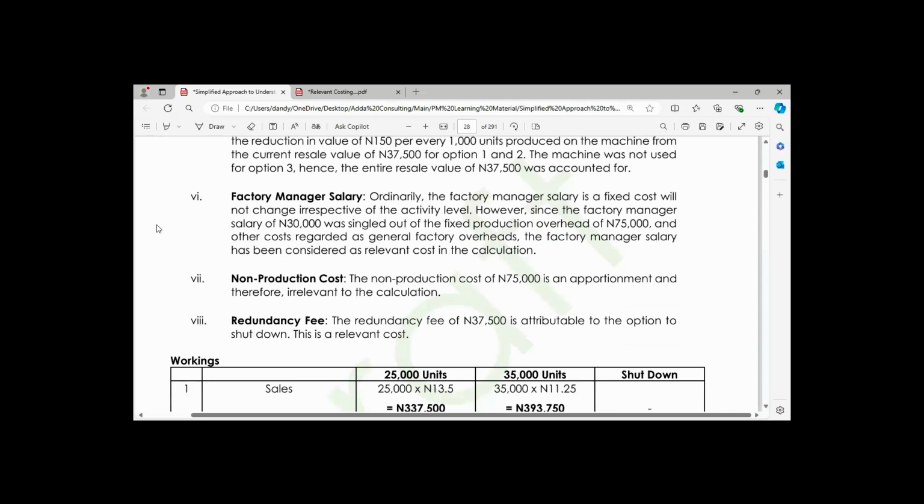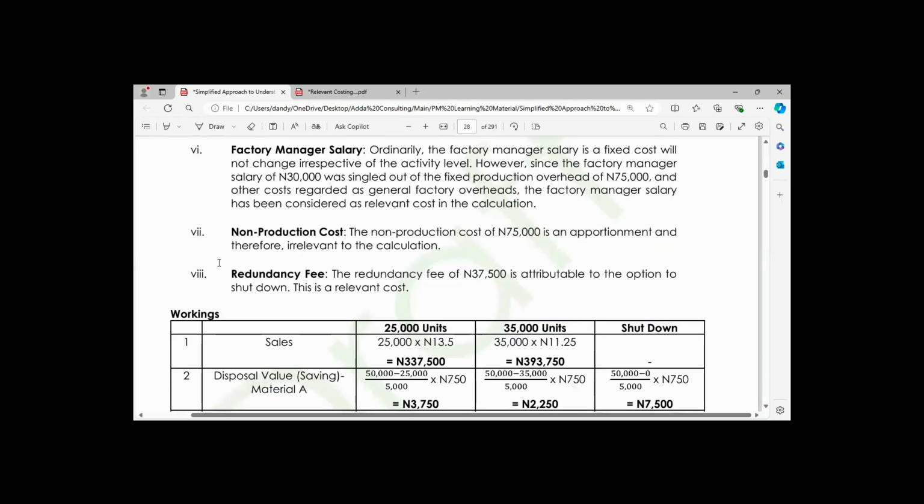Then number 6, assumption, factory manager salary. Look at what I said here. Ordinarily, the factory manager salary is a fixed cost and will not change irrespective of the activity level. However, since the factory manager salary of 30,000 was singled out of the fixed production overhead of 75,000 naira and other costs regarded as general factory overhead, the factory manager salary has been considered as a relevant cost in the calculation. That's the reason why we included the factory manager salary.